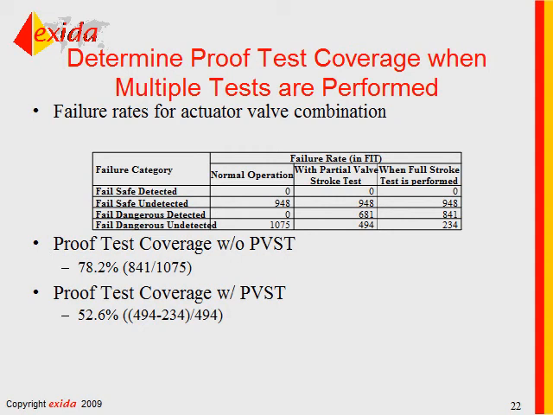Similarly, if we would do a partial valve stroke test, then the difference between the failures that are detected during the partial stroke and the failures that will be detected during the full stroke is much smaller, and you can quickly see 494 as undetected during the partial valve stroke minus 234 that undetected after the full stroke. That will give you 260 as number of failures that are detected divided by the total number of undetected failures, 494. You see in that case you only have 52.6% proof test coverage.